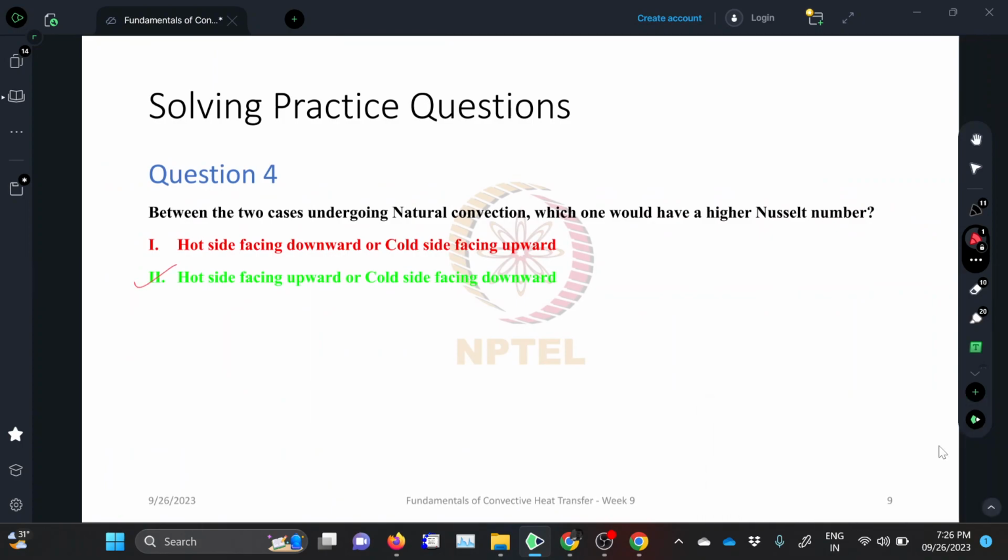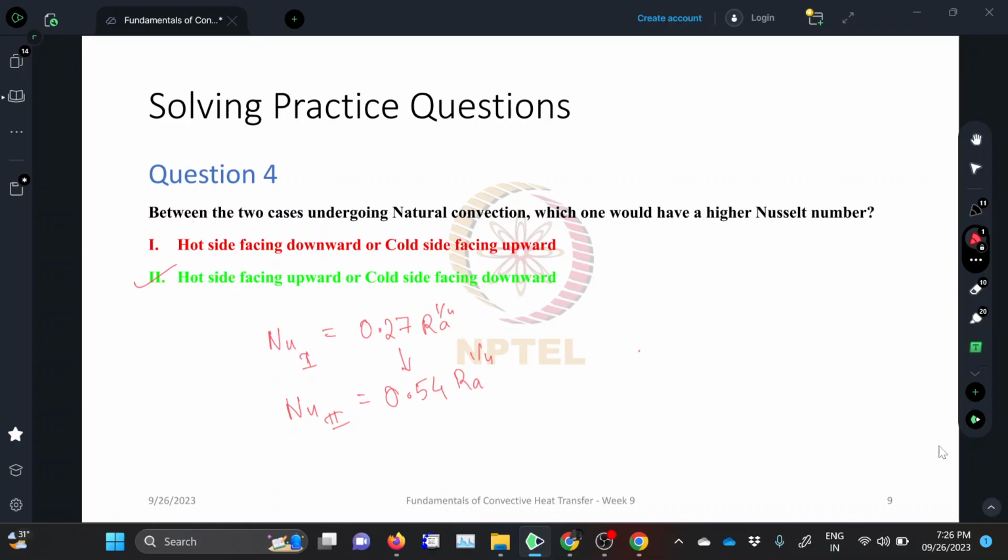So we saw that the Nusselt number for this first case would be something like 0.27 into Ra to the power 1/4, where Ra is the Rayleigh number. And for the other case, where hot side faces upward or cold side faces downward, the Nusselt number is 0.54 into Rayleigh number to the power 1/4. So you can see that this is almost double, given the same Rayleigh numbers.